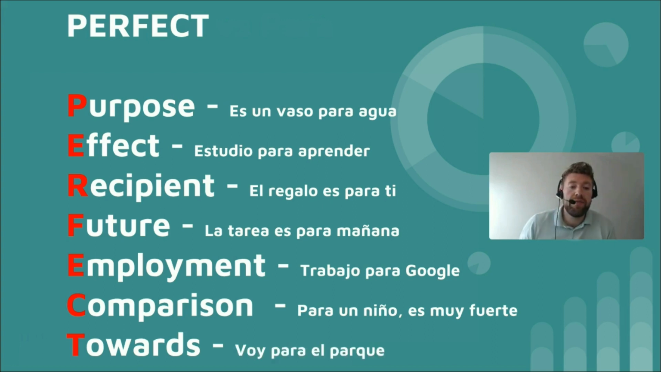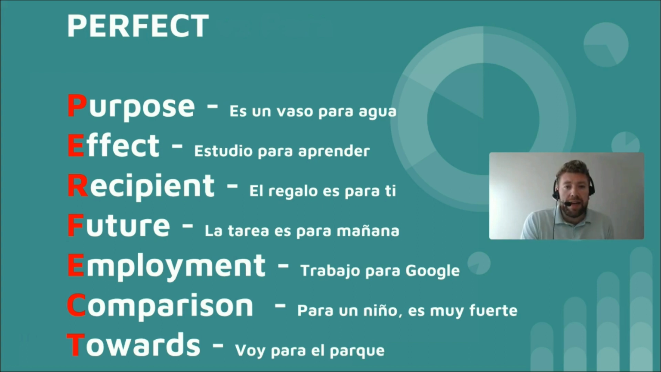Y finally, we have towards. So this is when you're going in the direction of something. So voy para el parque. I'm going to the park, or I'm going towards the park. O salgo para Argentina. I leave for Argentina.